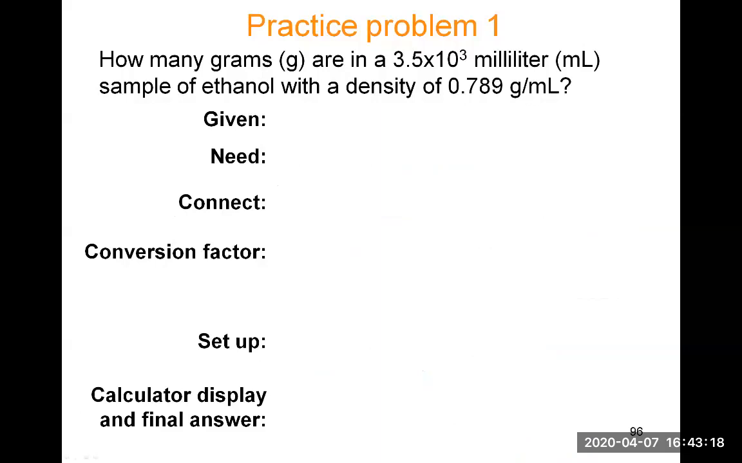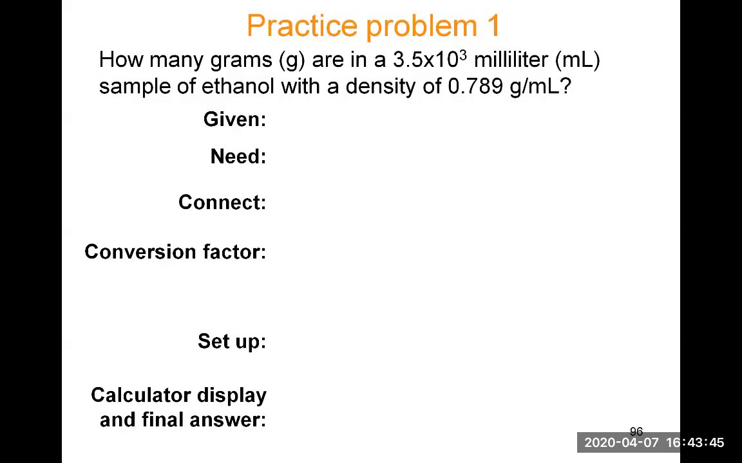So let's practice with this problem. Problem number 1. How many grams are in a 3.5 times 10 to the third milliliters sample of ethanol with a density of 0.789 grams per milliliter? Again, pause the video so that you work this example before watching the answer.